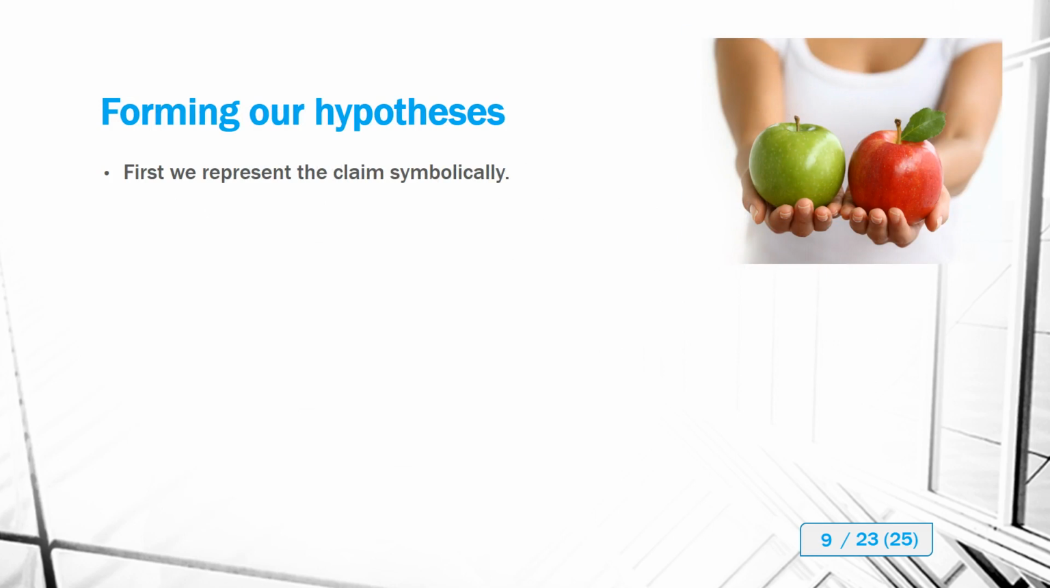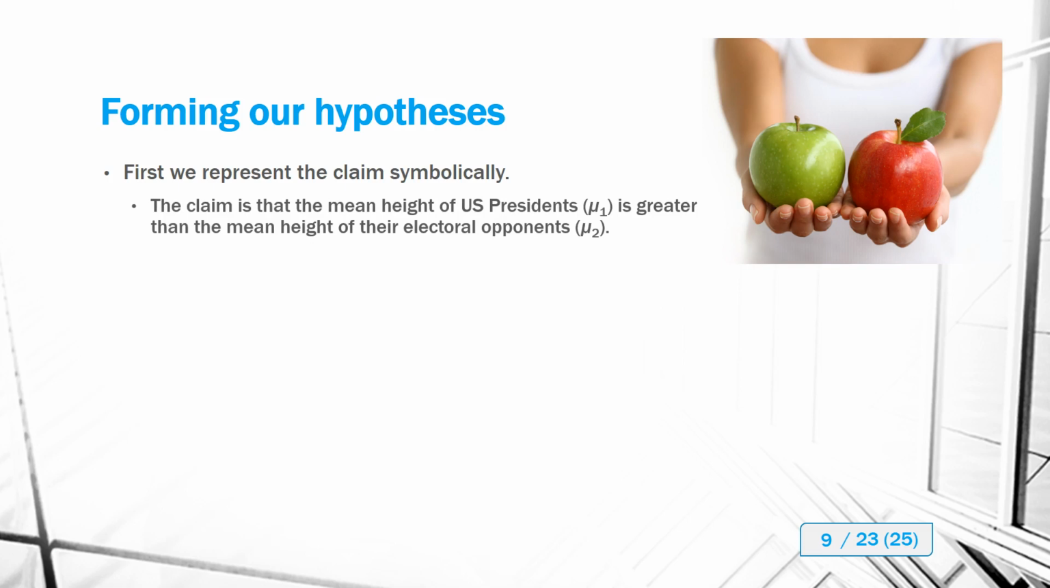Now we're going to form our hypotheses. Remember, we first start by representing the claim symbolically. Well, what is our claim? Our claim is that the mean height of U.S. presidents, which we're going to say is mu sub 1, is greater than the mean height of their electoral opponents, which is mu sub 2.